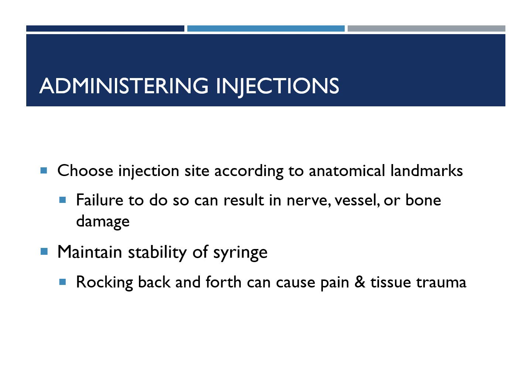When we're administering injections, we need to choose the correct site according to the anatomical landmarks. If you don't do this, you can actually cause some nerve damage, bone damage, or maybe inadvertently inject into a vessel, which then would turn your injection into an intravenous injection, which we do not want. When we're actually giving the injection, we need to make sure that we maintain stability of the syringe when it's in the person's body so it doesn't rock back and forth, because that rocking back and forth motion is really painful and it's causing more tissue trauma.